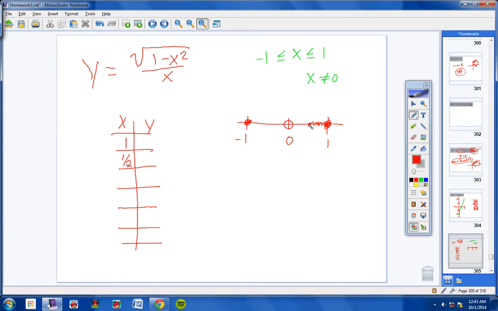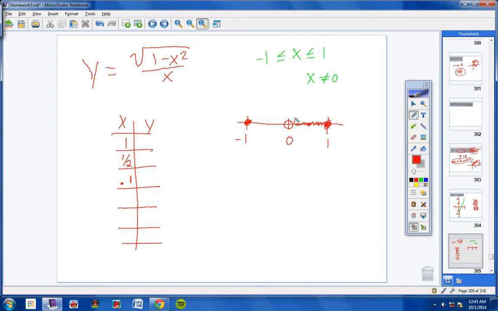Then I'm going to get really close to 0. Now, I know I can't put 0 in for x because I'll get out undefined. But I'm going to get really close to 0. I'm going to put something kind of weird in. I'm going to put 0.1. Okay, now I'm going to continue along.